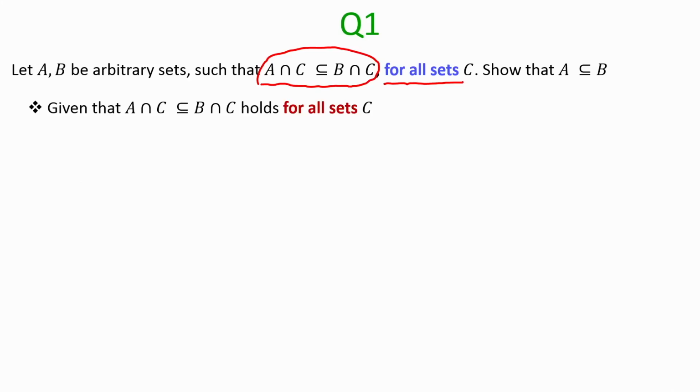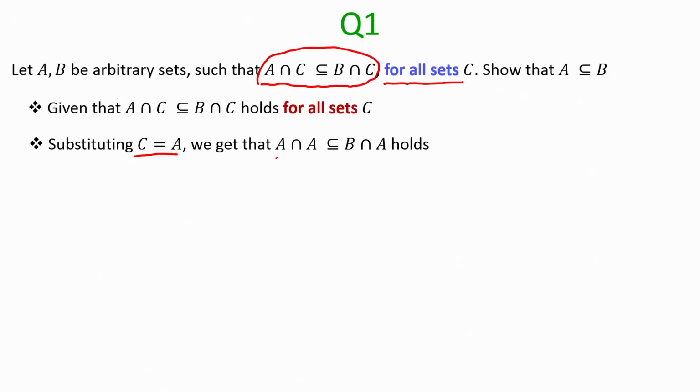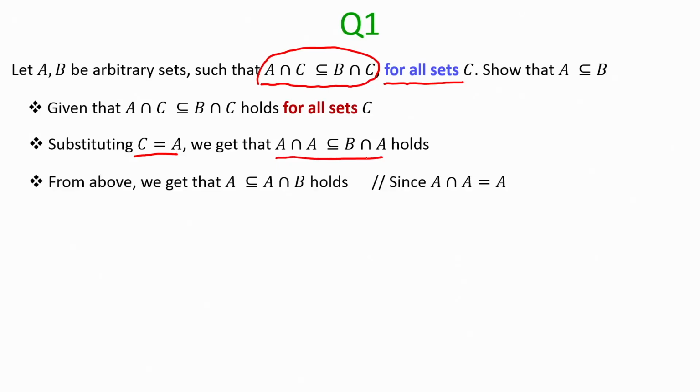Okay. So, you are given the premise that the intersection of A and C is a subset of intersection of B and C for any set C. So, since this condition holds for any set C, if I substitute C equal to A in this condition, then I get that intersection of A and A is a subset of intersection of B and A. But I know that intersection of A and A is nothing but the set A. So, that means my premise which I obtained by substituting C equal to A is that A is a subset of intersection of A and B.